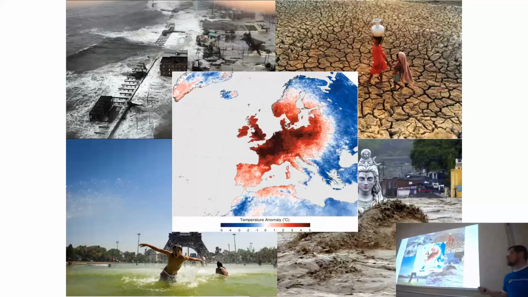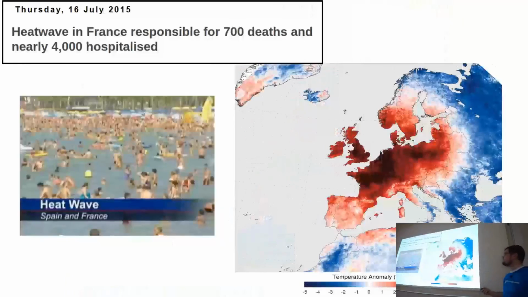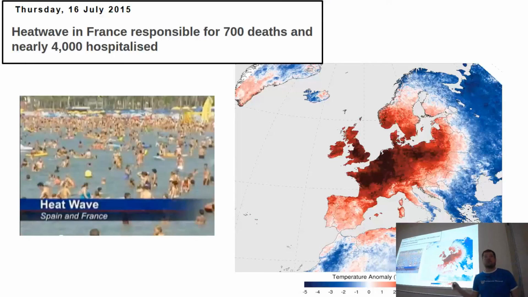So when we get a heat wave, when we get an extreme storm, when we get lots of flooding, these are the things that actually matter to people in terms of whether their house gets washed away, whether their granny dies in a heat wave. This happened in 2015: 700 people died in France because of this heat wave.